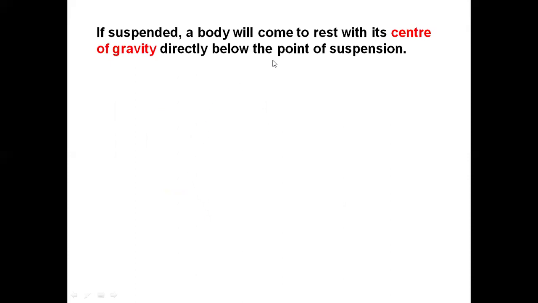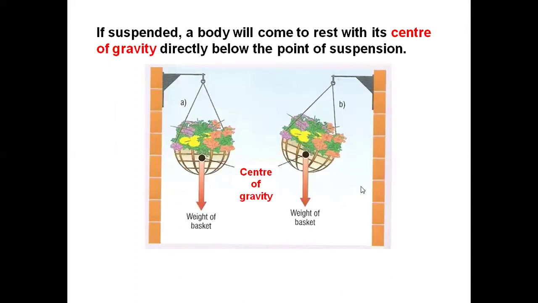If suspended, a body will come to rest with its center of gravity directly below the point of suspension. So here, the weight acting on the body and the point of suspension are exactly in one line. But in figure B, they are not in line, so they will produce a turning effect. The tension in the cord and the weight will produce a turning effect, and they will bring the body to be in equilibrium.